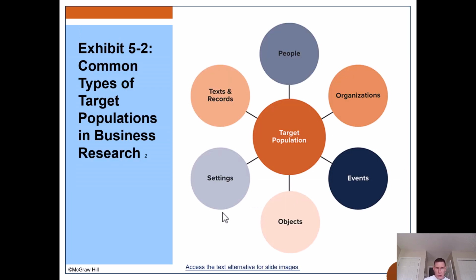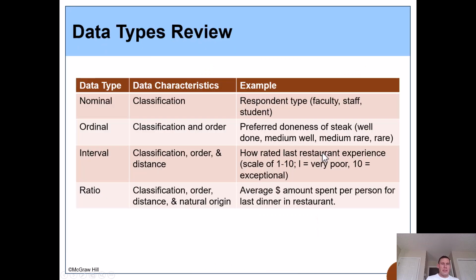So the target population, and we could be looking for any one of these. We could be looking for more than one of these, all of these, maybe perhaps more things that are not even mentioned here. So text and records, settings, objects, events, organizations, people. These are all things that the target population would have. One of the key questions for us is just going to be, how many can we sample? How many can we afford to sample?